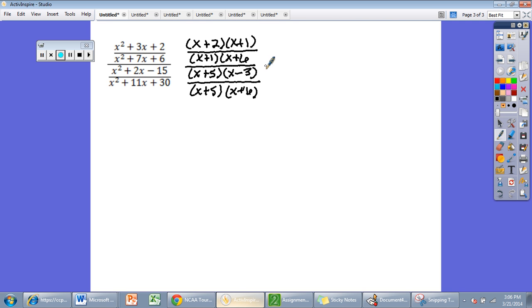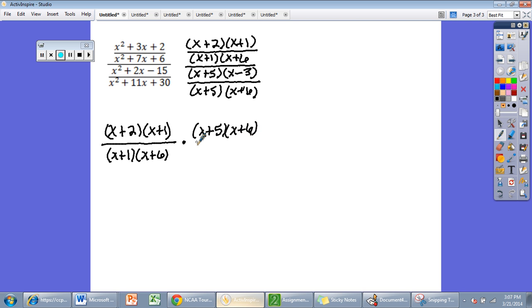Okay, but this is your complex fraction. So this is like your division sign. So again, we're flipping this whole thing. So it's really x plus 2 times x plus 1 over x plus 1 times x plus 6 times, okay, this bottom part now becomes in the numerator, the x plus 5 times x plus 6, and then the x plus 5, x minus 3 becomes in the denominator.